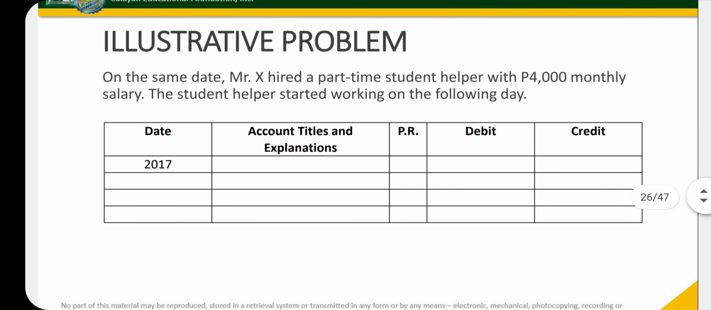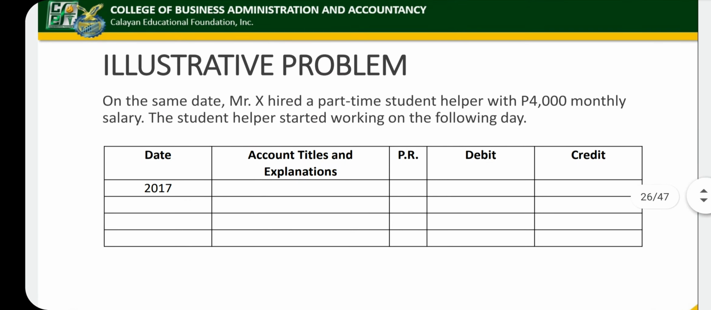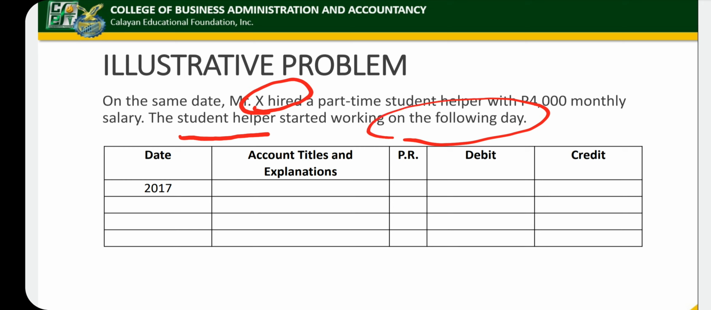Anyways, next illustration. On the same date, Mr. X hired a part-time student helper with 4,000 monthly salary. The student helper started working on the following day. Class, in this transaction, take note that we only hire an employee. We just hired a part-time student helper. Then that student helper will start working on the following day pa.